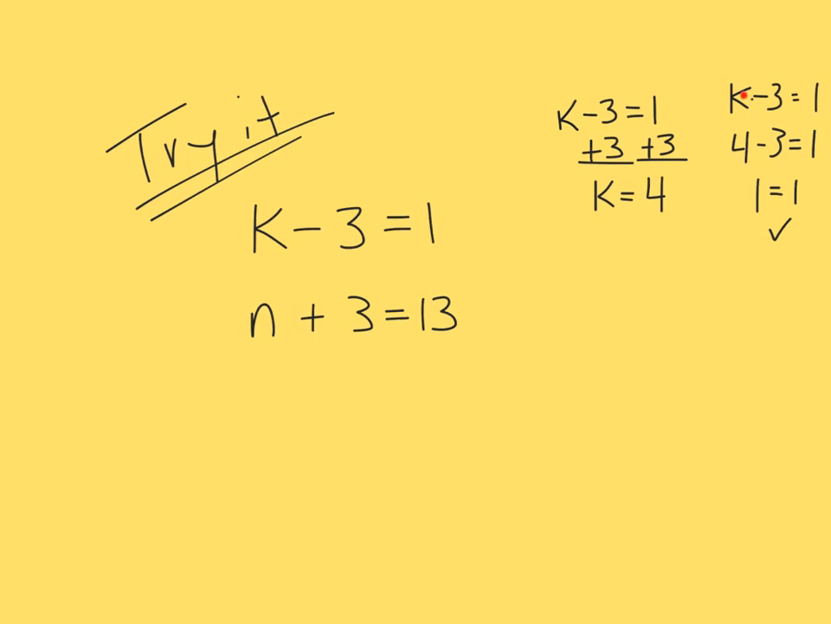So now I plug it in. I plugged in 4 for k right here. 4 minus 3 is 1. 1 equals 1. So it checks out. And here's the next one.